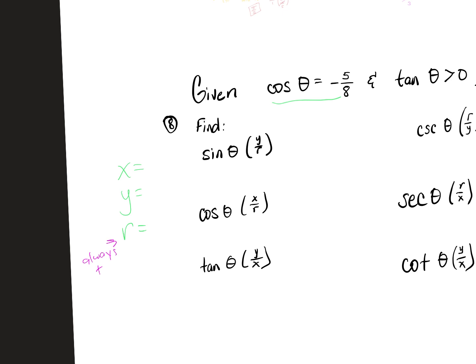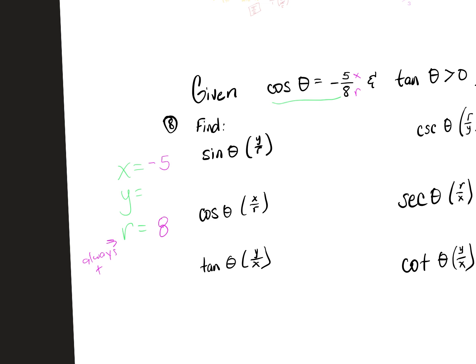When you're given cosine, you're given the value of x and of r. So right away, you know what about x and r? X is 5 and r is 8. What do you know about that negative sign? Where does it go? It goes with the x. How did you know that? Well, because you know that r is never, ever negative.